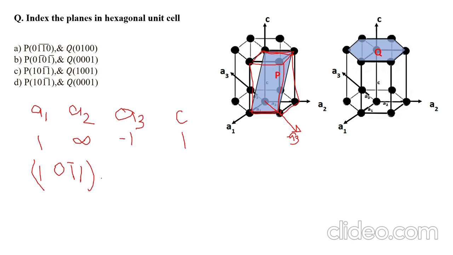Now, can you tell me what the indexing for plane Q is? Plane Q is parallel to all directions. It has only one intercept, along C, and it is parallel to A1, A2, A3. So what will be the intercepts? 0 0 0 1. So this is the indexing for plane Q. Is it clear?